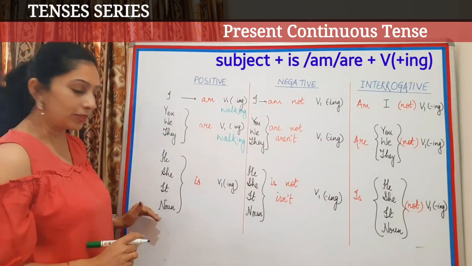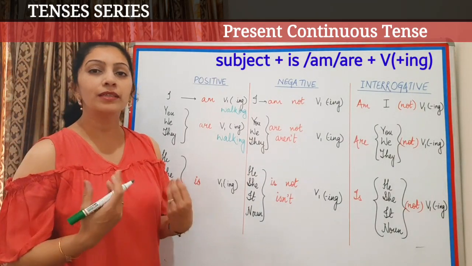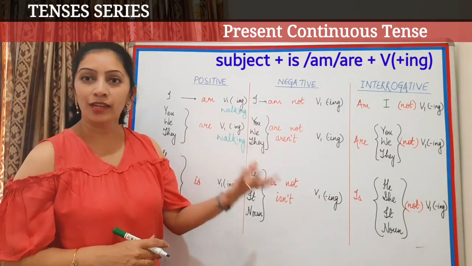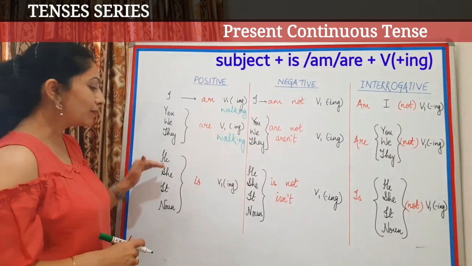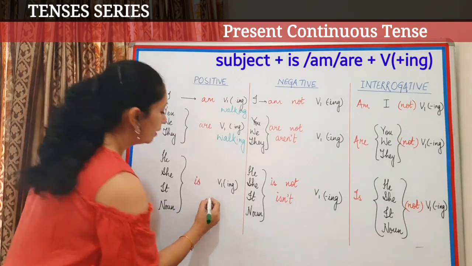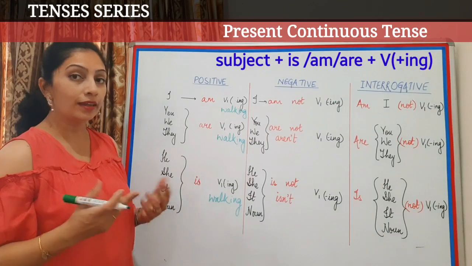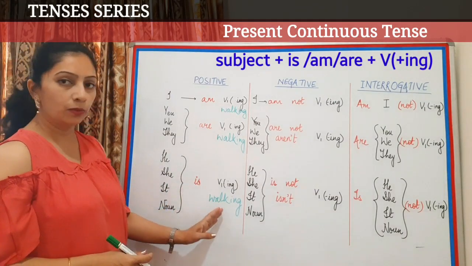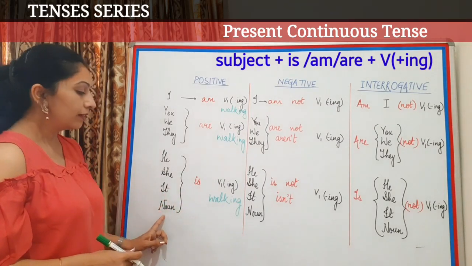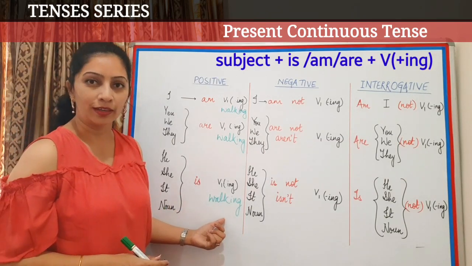Come to the next set of subjects. He, she, it or noun. Noun, by noun I mean somebody's name, like let's say Raj or Ria or Shaina, anything. So let's make a sentence on this. He is, again verb in the ing form, and let's take the same verb again and it will be walking. So now I can make sentences like this. He is walking, she is walking, it is walking, then Raj is walking, Ria is walking or Shaina is walking.